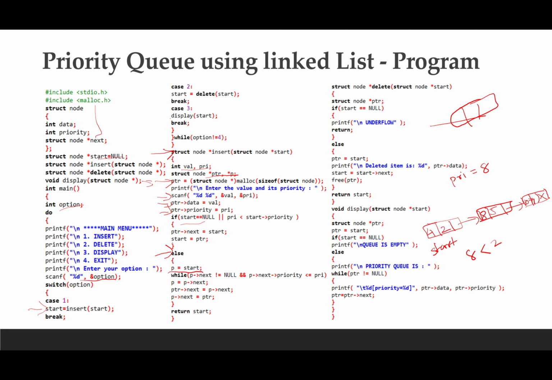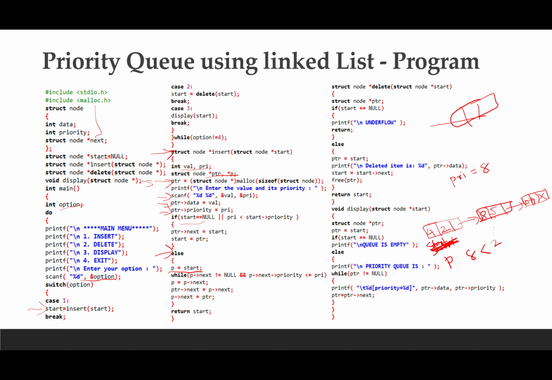Here we are making p the start, and we are checking the condition p next is not equal to null, and p next priority is less than or equal to PRI. So I am checking the condition, p is the start. Now this is the start, and I am making this p. Here I am checking p next is not equal to null. P next is not equal to null, so the condition is true.